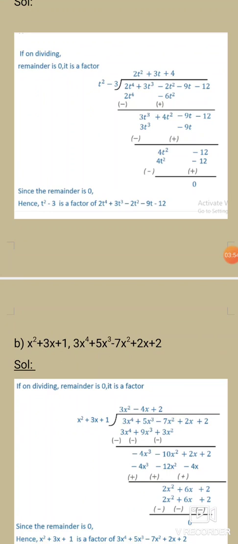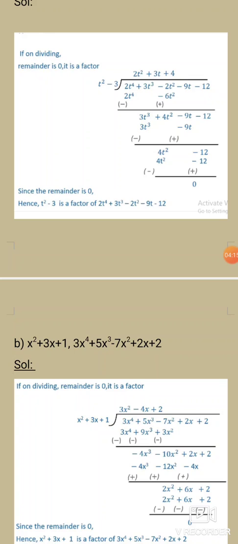Now same type of one more question. We need to check x square plus 3x plus 1 is a factor of 3x raised to 4 plus 5x cube minus 7x square plus 2x plus 2. So, you can perform the division. Now, if on dividing remainder is 0, it is a factor. That is the conclusion part.